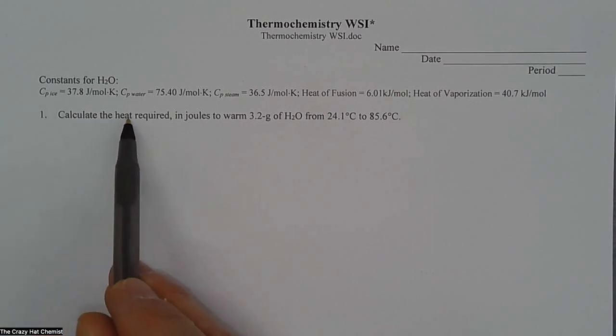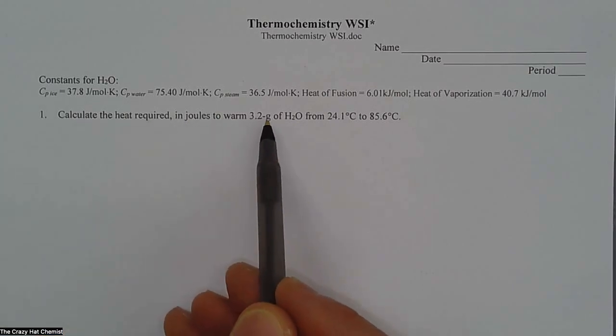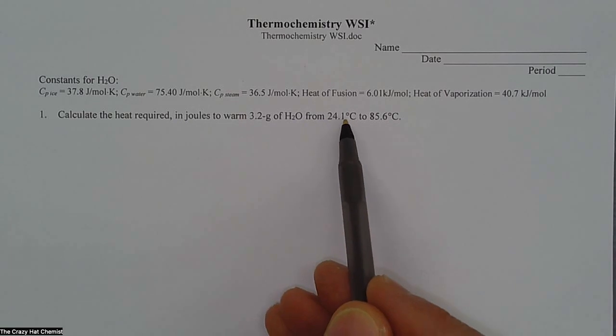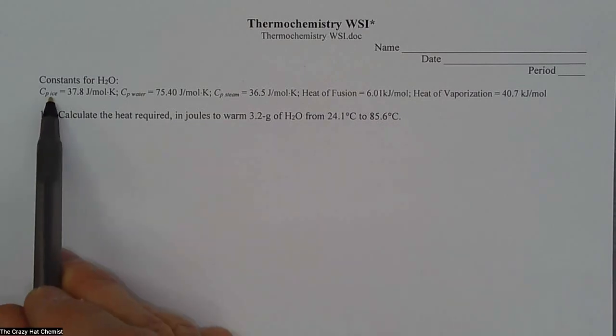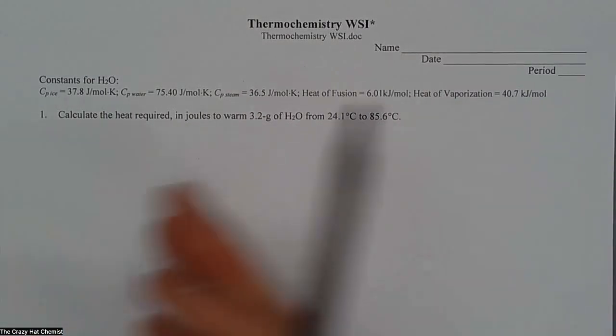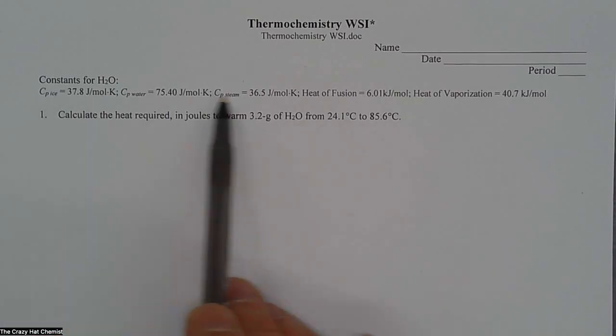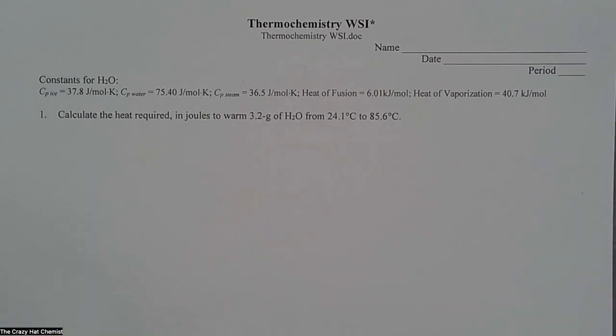We're going to calculate the heat required in joules to warm 3.2 grams of water from 24.1 degrees Celsius to 85.6 degrees Celsius. I've given you some constants up here. They are the same constants that I just mentioned in the summary of this lecture.